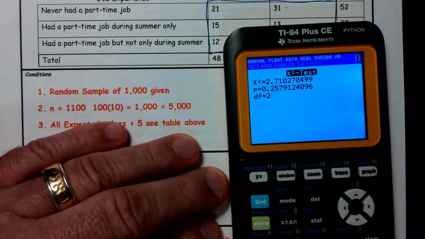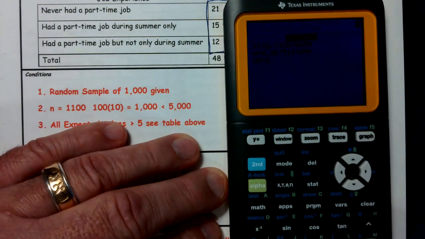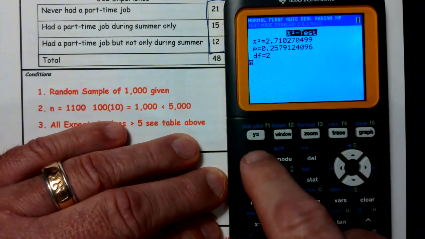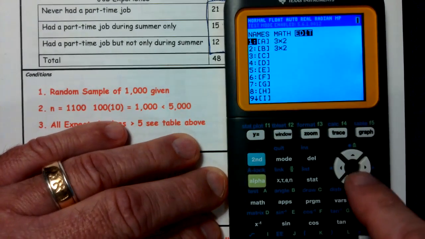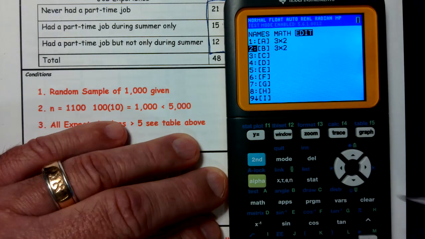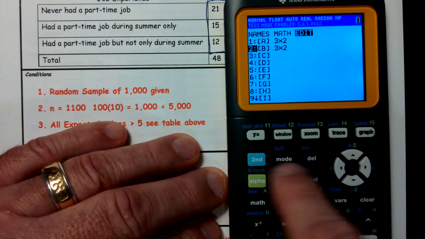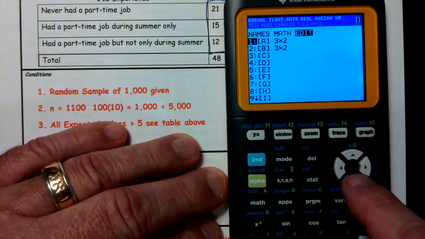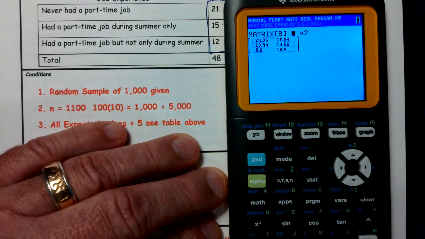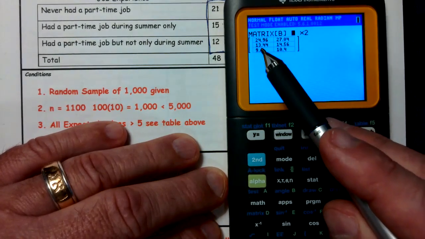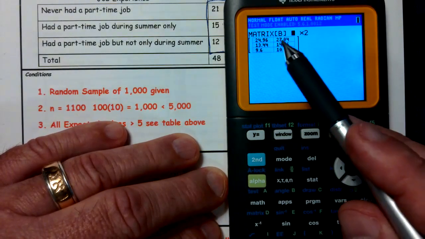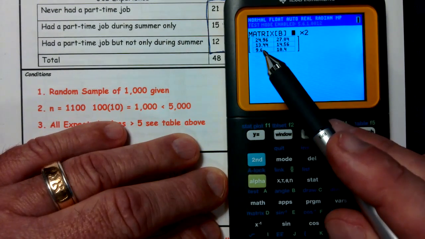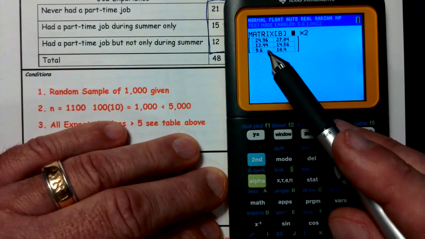All right, so we've written down everything important, but we still haven't got to our expected values. So let's go ahead and do that. So second matrix, arrow over to edit. And sure enough, we now have a 3x2 matrix in B. So let me quit out of that real quickly. Second matrix, arrow over to edit, drop down to letter B and press enter. And there we have 24.96, 27.04, etc., as our expected values.